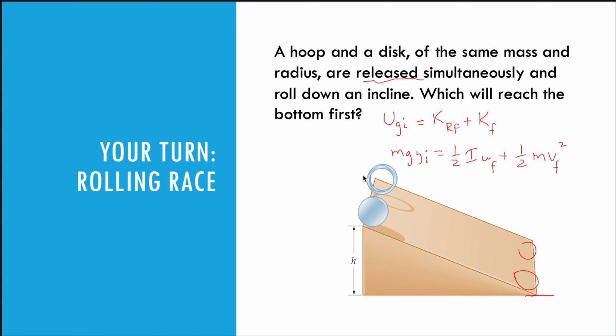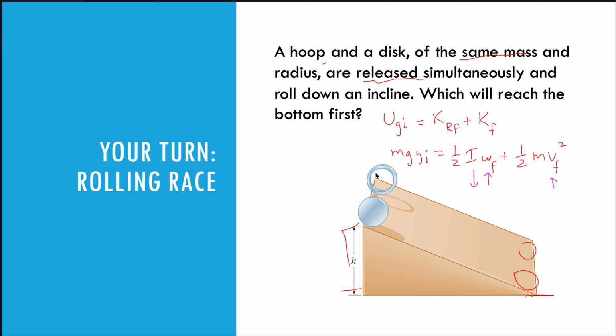Now let's answer this question conceptually. Which one is going to have the higher speed? All of the potential energy is converted to kinetic energy. Since they both have the same potential energy to begin with, because they have the same mass and start from the same height, this sum has to be the same for both. So whichever one has the lowest moment of inertia is going to end up having a higher velocity. That's the trick to this kind of question.